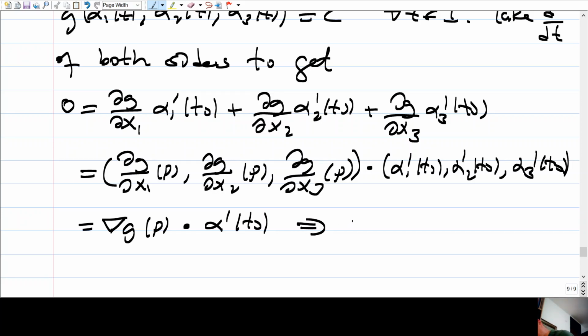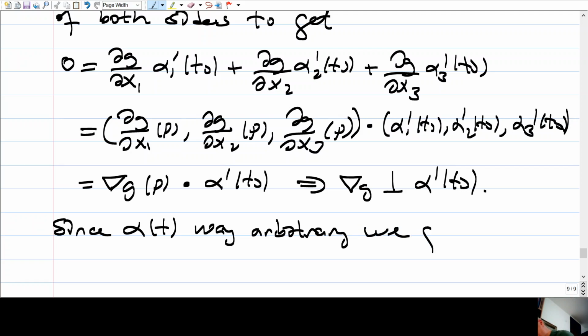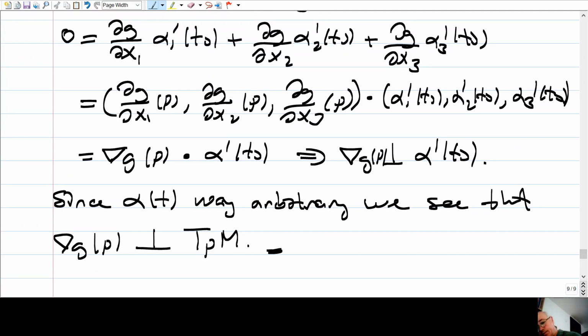So this means the gradient is perpendicular to this vector. Since alpha t was arbitrary, we see that the gradient at the point P is perpendicular to the tangent space. And this finishes the proof.